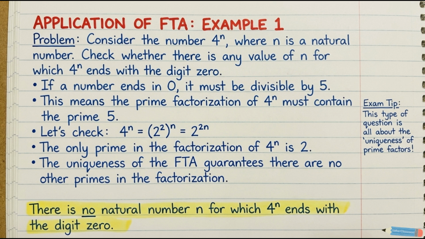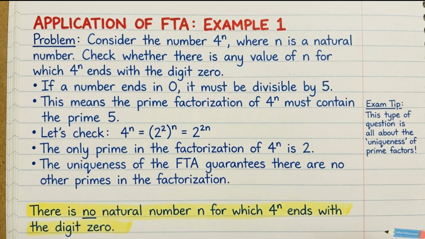Let's check. 4 power n. So we can write (2 square) whole power n, that is equal to 2 power 2n. And you know the formula: (a power m) whole power n is equal to a power m into n. So in that way we have written (2 square) whole power n equal to 2 power 2n. The only prime in the factorization of 4 power n is 2. The uniqueness of the FTA guarantees there are no other primes in the factorization. There is no natural number n for which 4 power n ends with the digit 0.